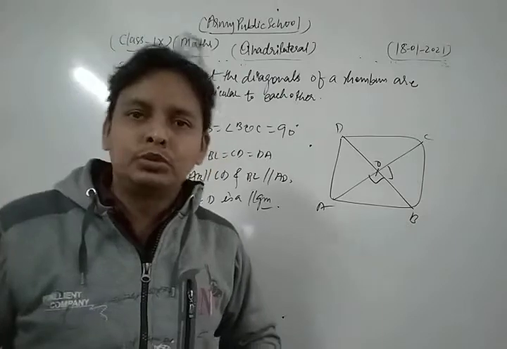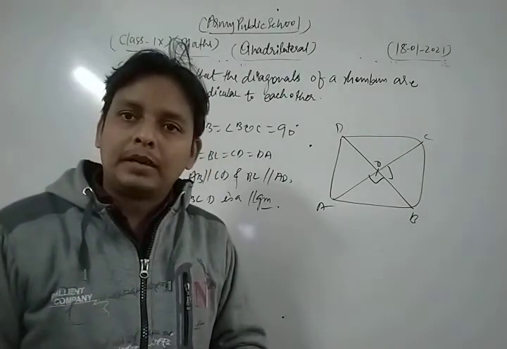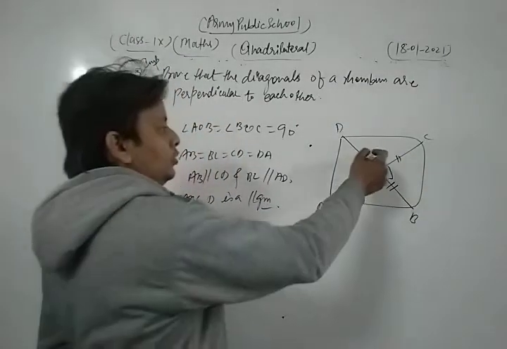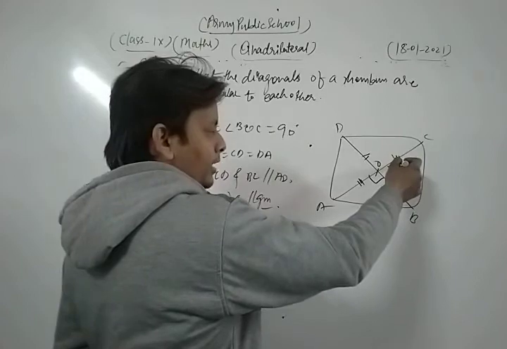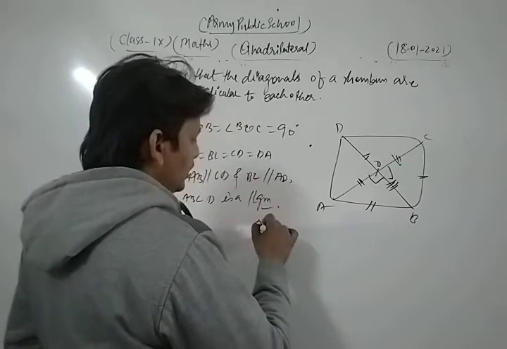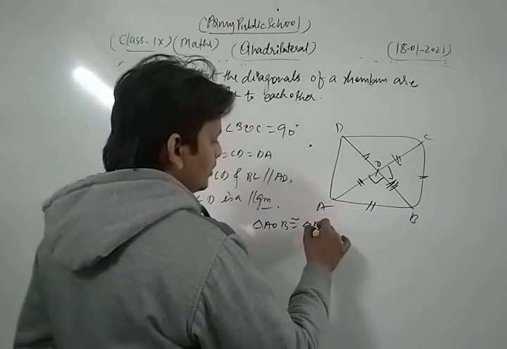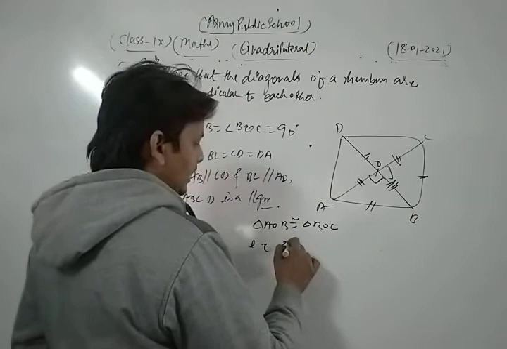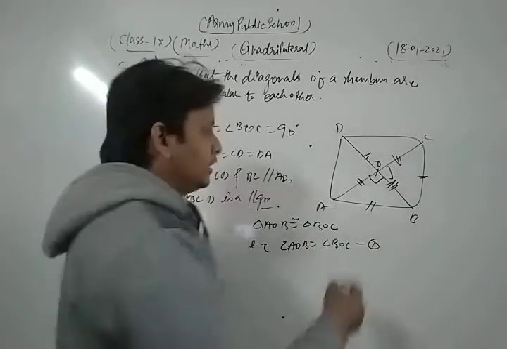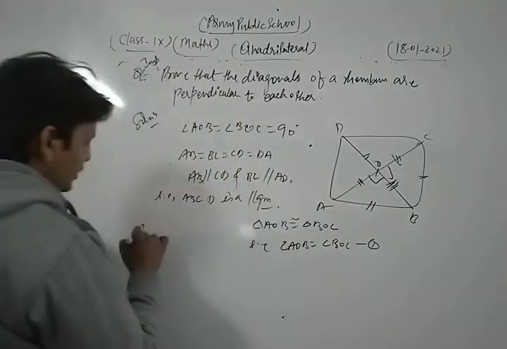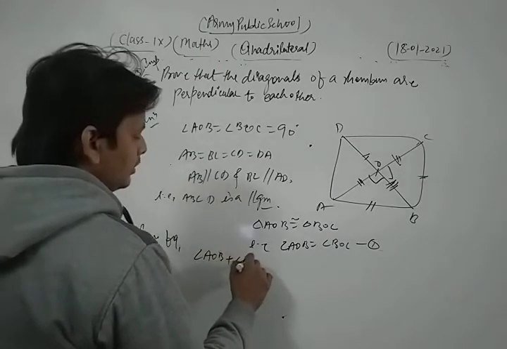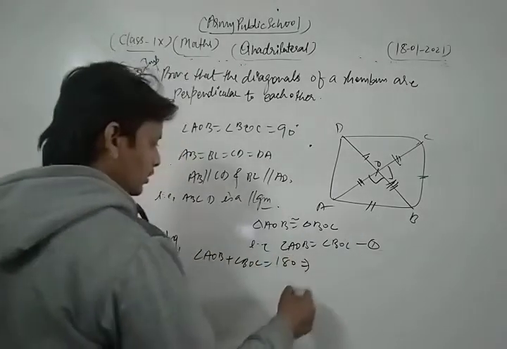And dear student, in a parallelogram you know that the diagonals bisect each other. So OA is equal to OC and OB is equal to OD. In this way AB is equal to CB and OB is common. So triangle AOB is congruent to triangle BOC, that is, we get angle AOB is the same as angle BOC. Take this as equation number 1. After that, this is a straight line, so from the figure, angle AOB plus angle BOC is equal to 180.